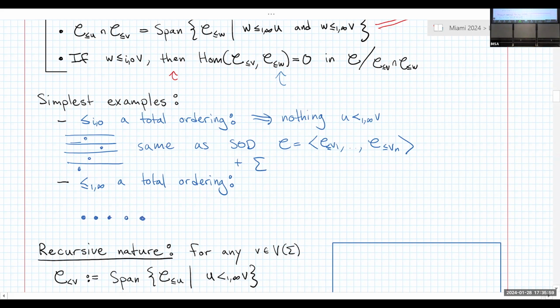In this case, what the axioms amount to is you have C less than or equal to V1 is contained in C less than or equal to V2 is contained in dot dot dot contained in C less than or equal to Vn is equal to C. So in one extreme, the categorical information is just a semi-orthogonal decomposition. In the other, it's just a filtration of the category by fixed subcategories. If you want an object that represents both, and you want it to have a recursive nature, you're driven to this definition.